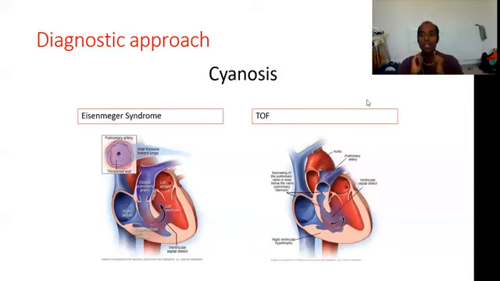So you have a patient, you are doing the cardiovascular exam, you find cyanosis, you are really happy, because in adults, this could be only either Eisenmenger syndrome or tetralogy of Fallot.